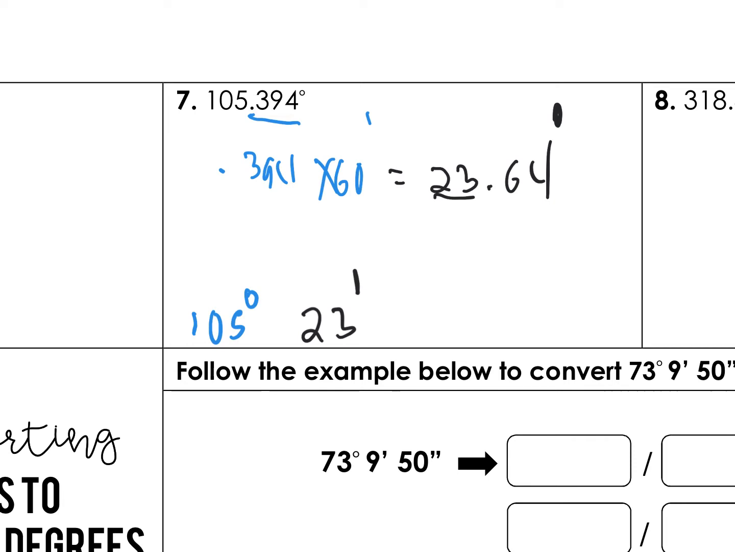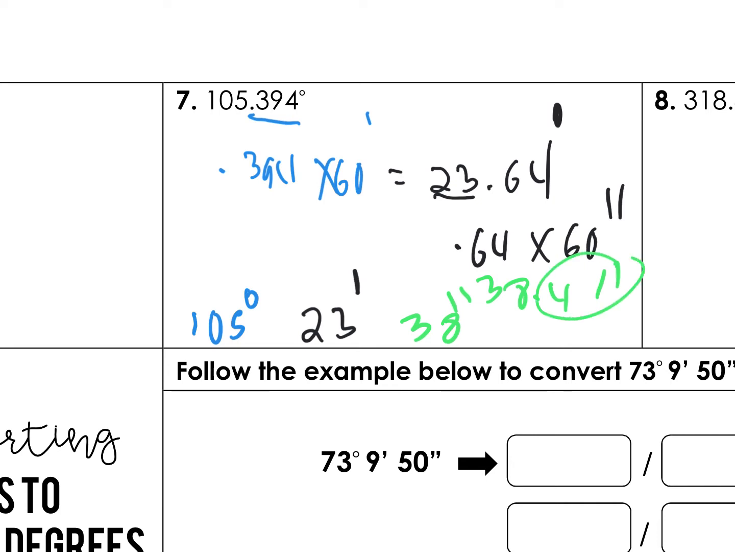Now I'm going to take the 0.64 times 60 seconds. That gives me 38.4 seconds. I only need to keep the 38 seconds. Just throwing this 0.4 seconds away. You don't want to get smaller than seconds. There is a unit, I just don't remember what it's called.